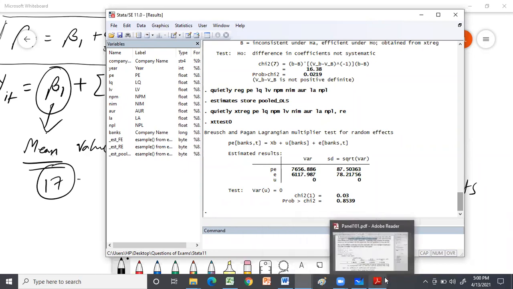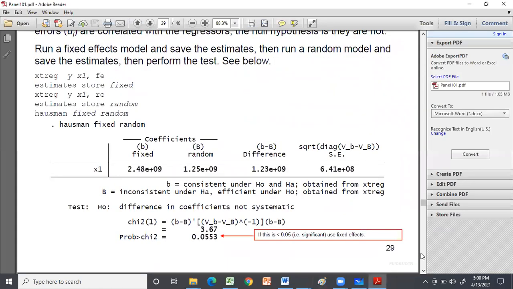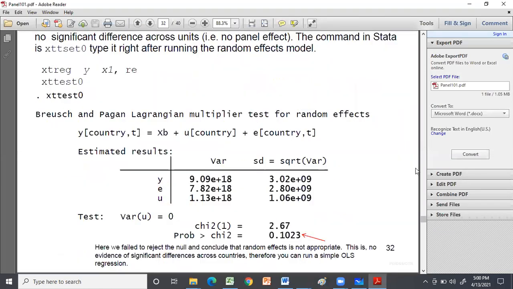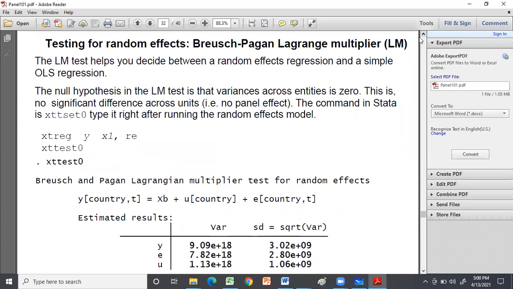Okay, let me show you the guideline suggested by Princeton University for this test. Here, testing for random effects. Can you see? The BP LM test, testing for random effects. The LM test helps you decide between a random effect regression and a simple OLS regression. The null hypothesis in the LM test is that the variance across the entities is 0. That means across the panel or across the group, there is no variation. The variance of u, more simply, the error term of each entity, is assumed to be 0.